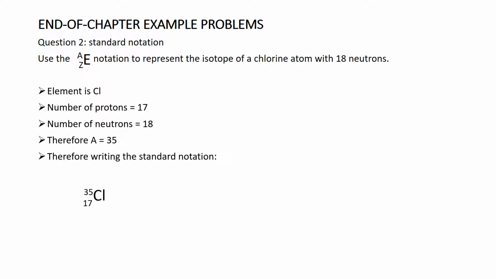In another question, they might say that your Z should be at the top and your A at the bottom. It doesn't really matter. You just need to know that your Z represents your number of protons and your A represents your atomic mass number, and that your number of protons is always lesser than your atomic mass number.